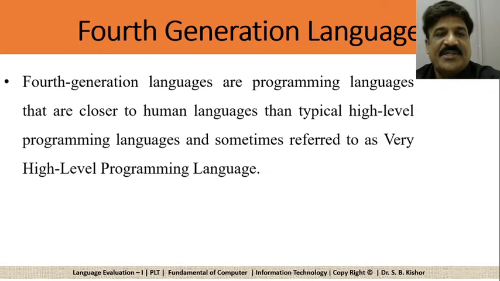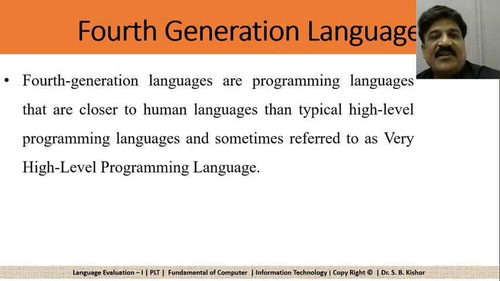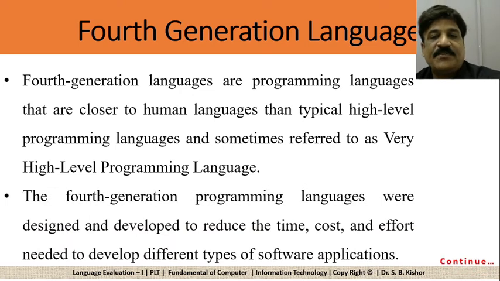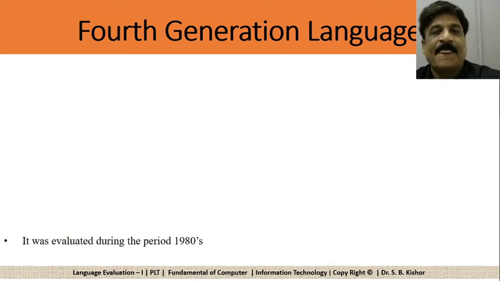Now, fourth generation language. Fourth generation languages are programming languages that are closer to human language than a typical high level programming language, and are sometimes referred to as very high level programming languages. The fourth generation programming languages were designed and developed to reduce the time, cost and effort needed to develop different types of software applications. Writing a program has become much easier with fourth generation language. We will discuss this in our next slide.